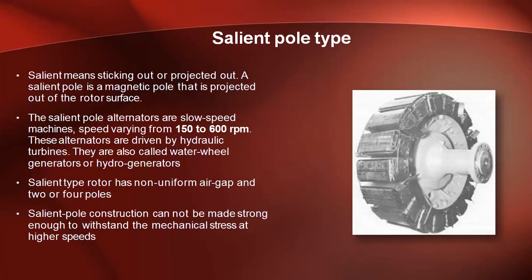Okay, so mostly I think you can understand that in salient pole type, the poles are projected. Due to that, they rotate at low speed, so they are used only for medium speed applications.